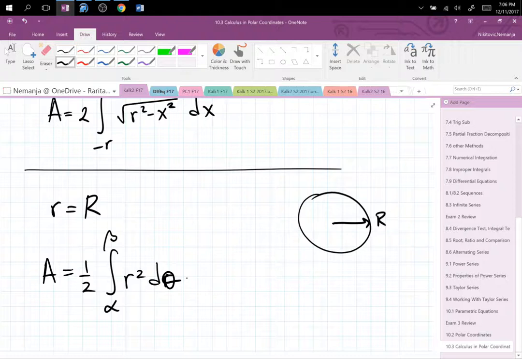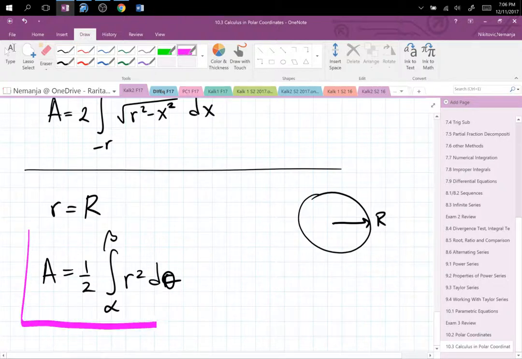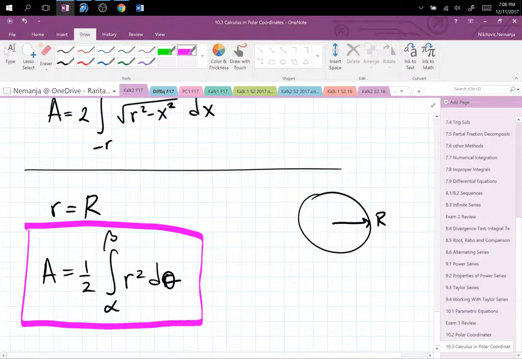So what are alpha and beta? Alpha is the lower limit, and beta is the upper limit, which are also angles. Once you learn the way to set this up, it becomes second nature. You all know that you're going to get pi from the limits, right? So pi is incorporated in d theta.